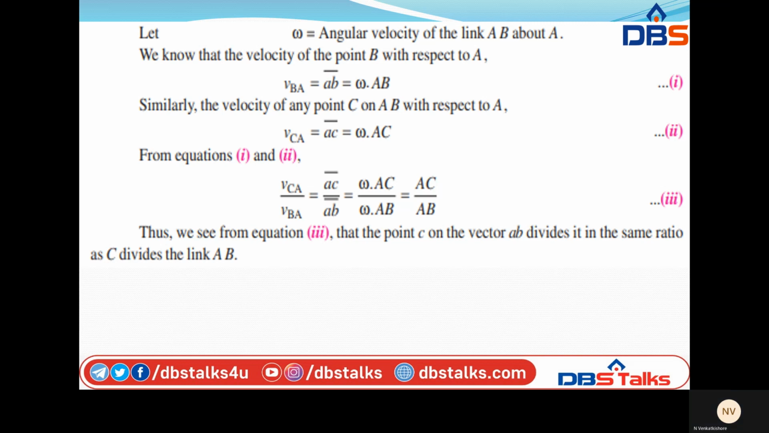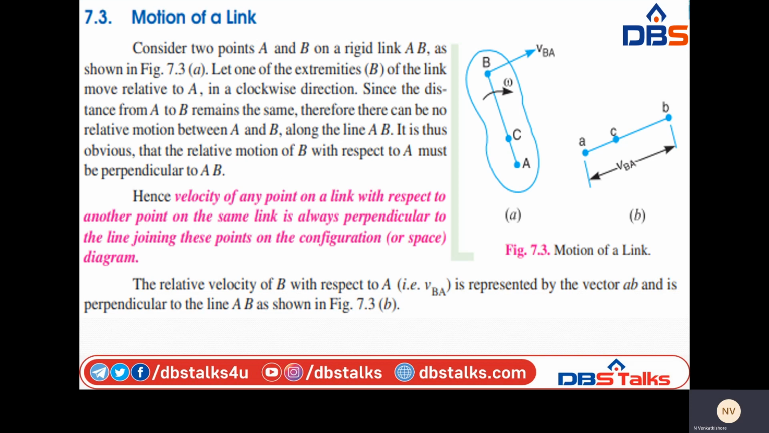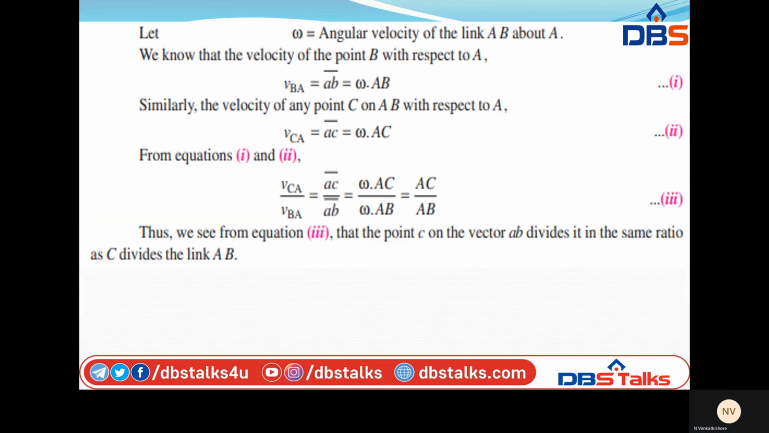Then see the diagram, how the portion of C is dividing the vector in the velocity diagram is the same as that of the link AB being divided by point C. So both are in the same ratio.